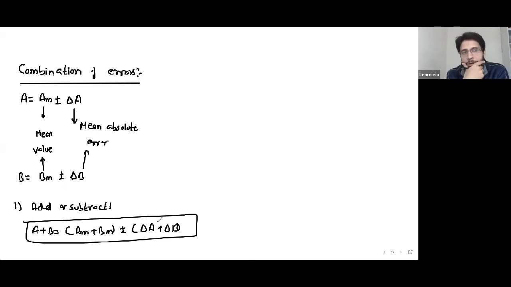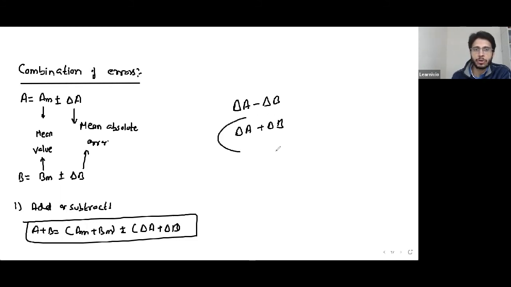There's one more thing. When you combine two quantities, we try to calculate the maximum possible error. While combining, you have two types of options: delta A minus delta B and delta A plus delta B. These are the two types of errors which are coming. In your answer, you will report the larger one. Theoretically, we always try to calculate the maximum permissible error.